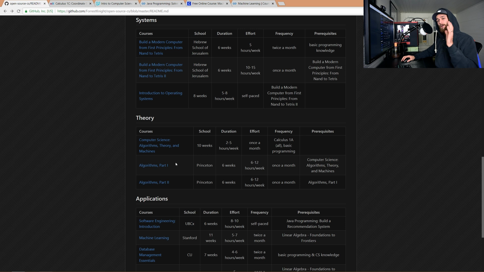And then theory. A big part of computer science is theory. I essentially just incorporated a lot of algorithms, theory, machines into this theory category, all three of which are from Princeton. I know it's not listed right here, but all three of these are from Princeton, and it's not necessarily supposed to be taken in this order.